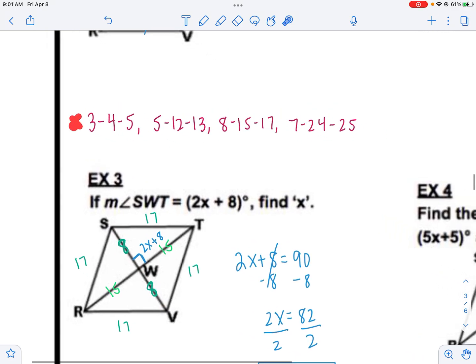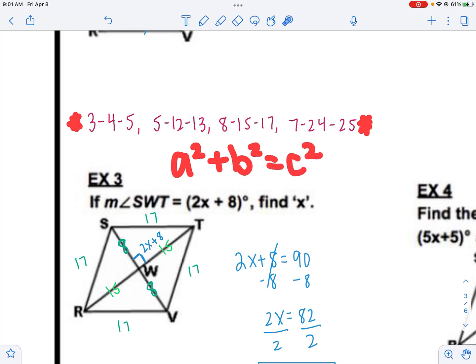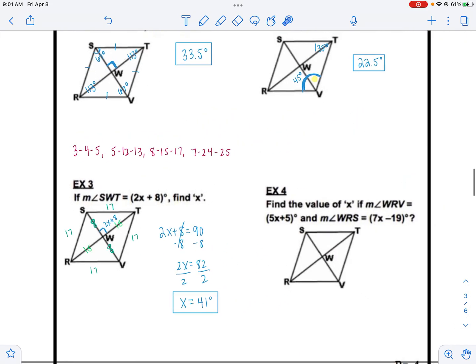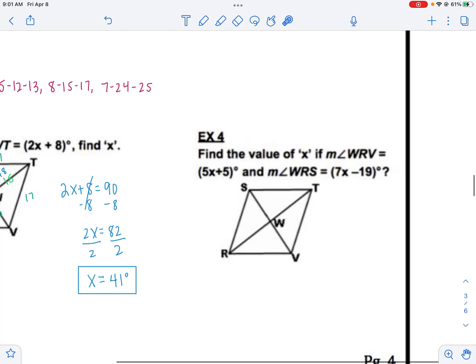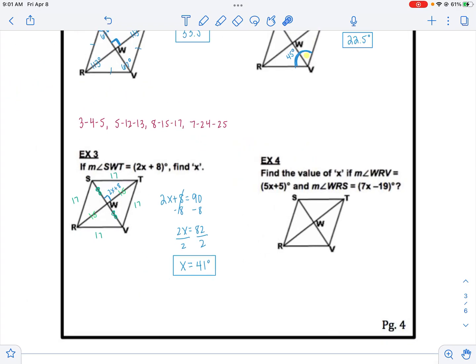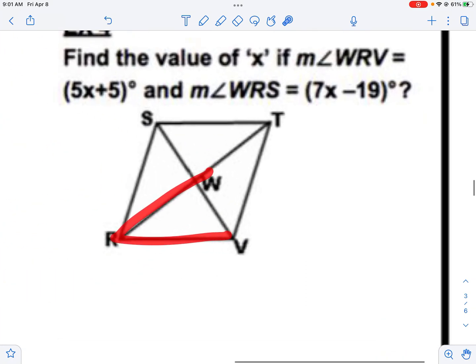So if you remember these triples, you will see them pop up again and again. Worst case, remember you can always do a squared plus b squared equals c squared. But today we are going to focus on the angle rules. So taking a look, it says find the value of x if WRV is 5x plus 5. So if I trace that, WRV is 5x plus 5. And then WRS, this other part, is 7x minus 1.